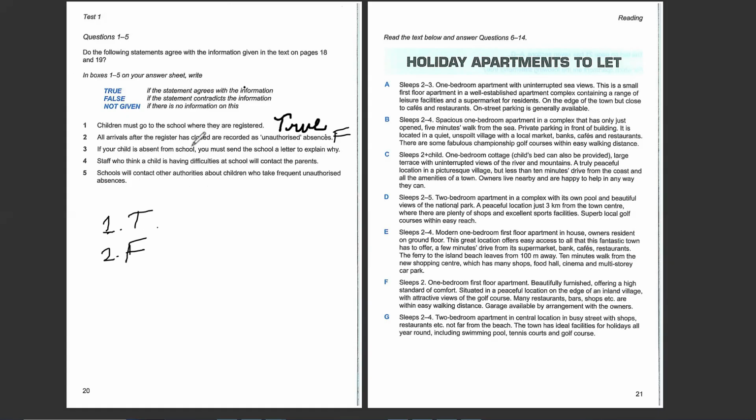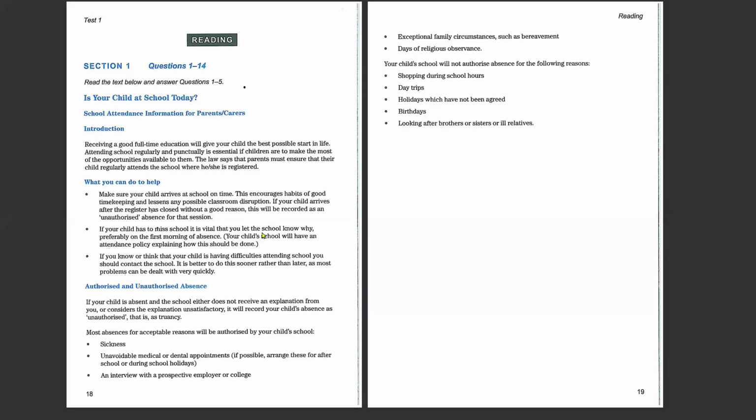If your child is absent from school, you have to send the school a letter to explain why. Okay, let's go. So first one is true, second one is false. If your child is absent from school, you must send the school a letter to explain why. Now that is the question. Let's go back. Look below.